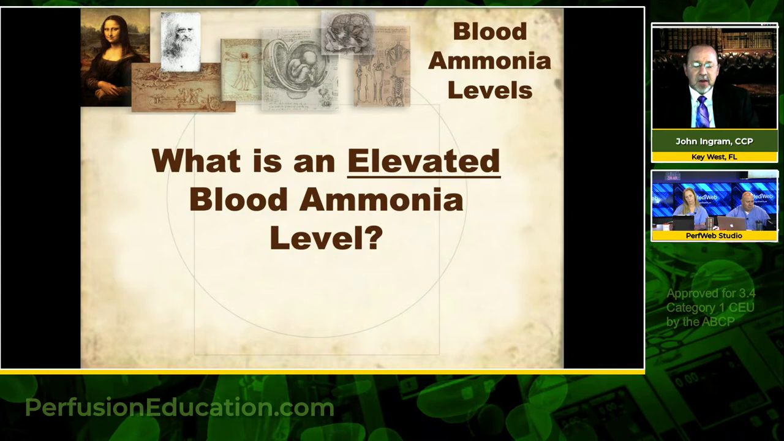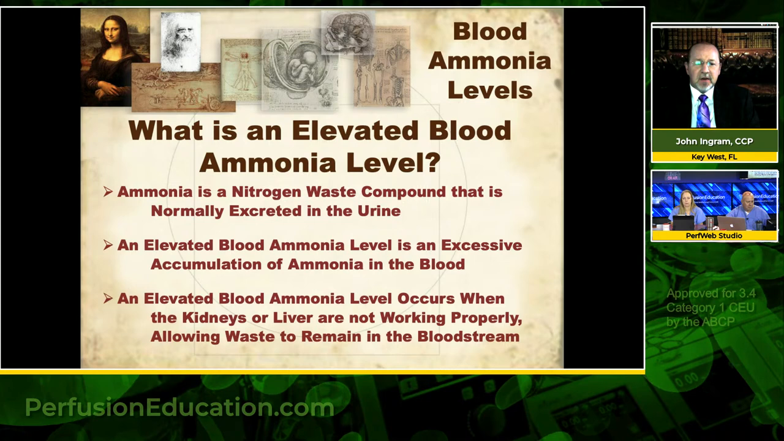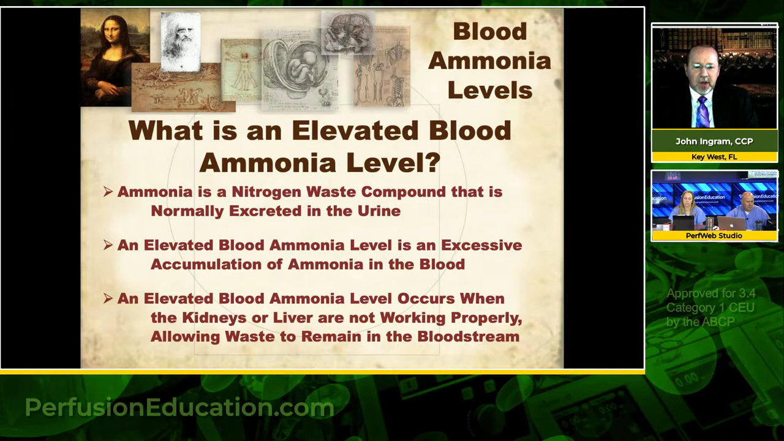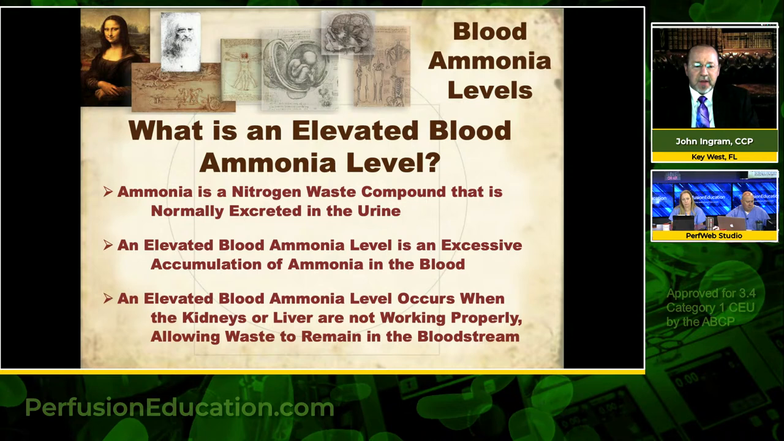So what is an elevated blood ammonia level? Well, ammonia, as I said, is a nitrogen waste compound that is normally excreted in the urine. An elevated blood ammonia level, of course, is an excessive accumulation of ammonia in the blood. It occurs when the kidneys or the liver are not working properly. And that's kind of a good thing to keep in mind.